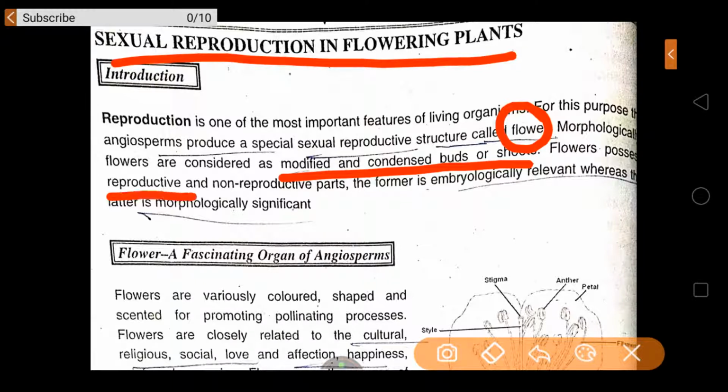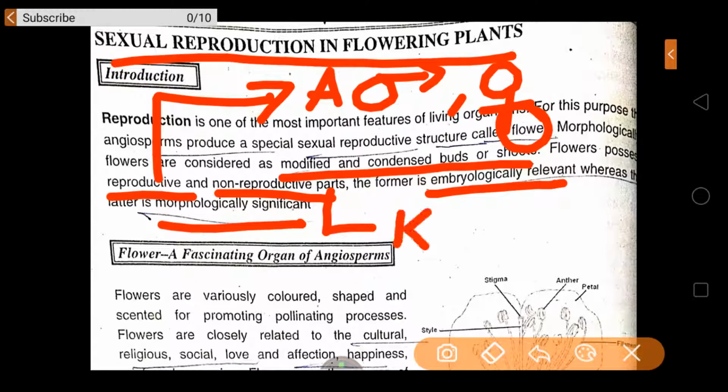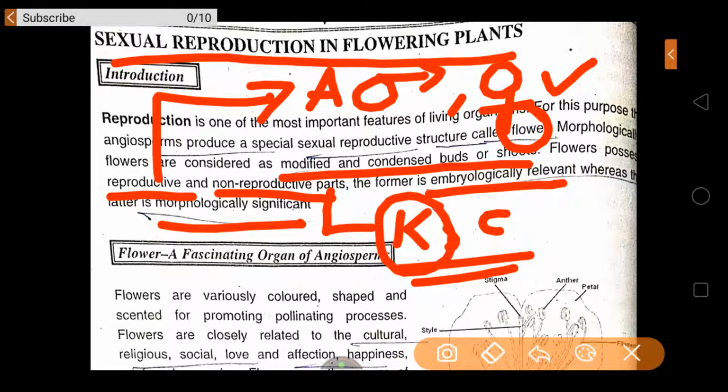This reproductive part is embryologically relevant, whereas this non-reproductive part is morphologically significant. Reproductive part means androecium and gynoecium. Non-reproductive part means calyx and corolla. These are non-reproductive parts. They are morphologically significant because calyx or sepals protect the flowers in bud stage.